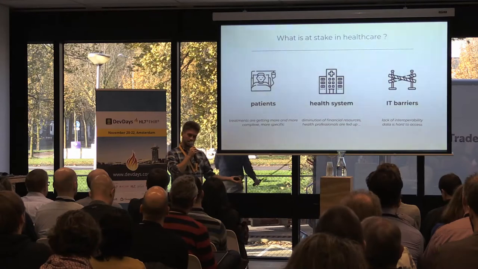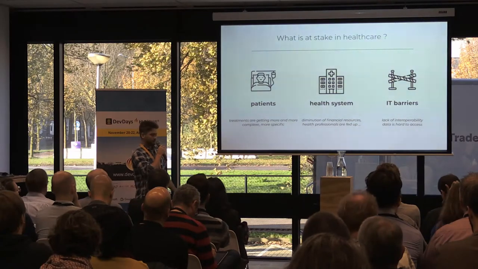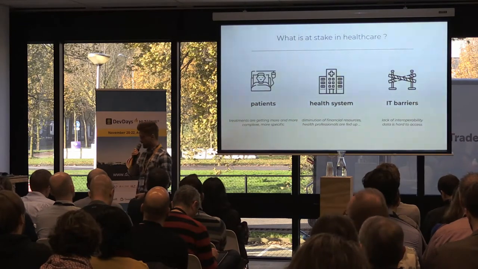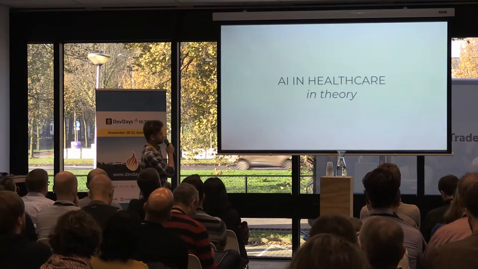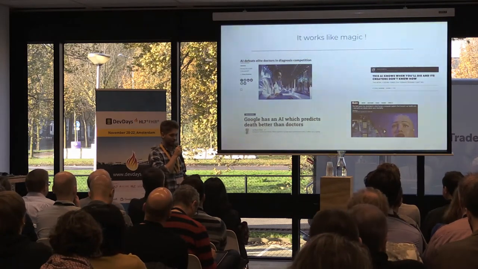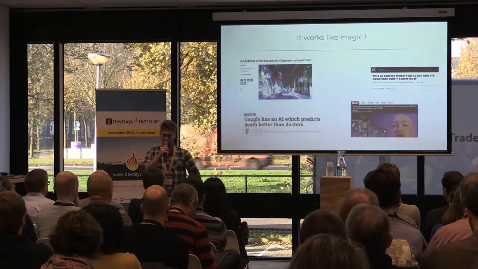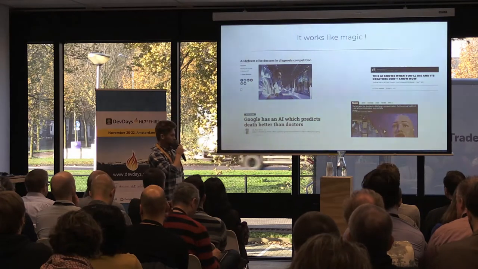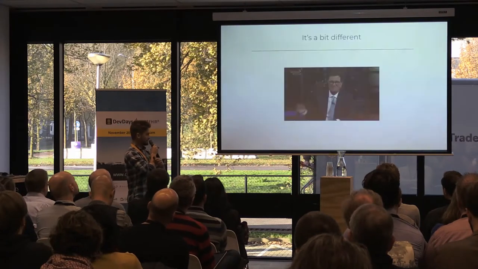So on the one hand, big need, and on the other hand, big barriers. You know that there is a lack of interoperability. Data is hard to access, and so on and so on. So big need, high challenge. This is very cool. So what do we see in theory? Well, if you look at the media, you see all kinds of great stuff. You see that AI is going to solve all our problems. You can predict death, you can predict the diagnosis, you are better than doctors. So, all right, if you look at that, you say, we are all safe. It's really great. Now, in practice, it's a bit different.